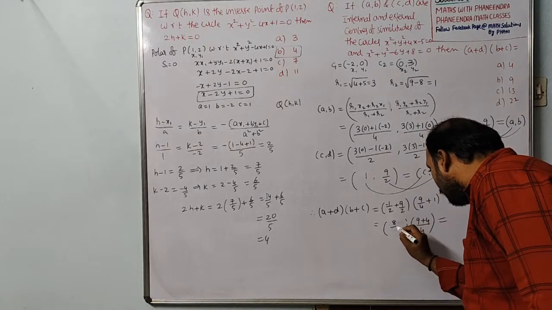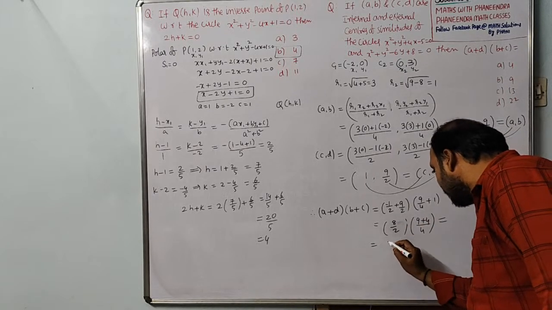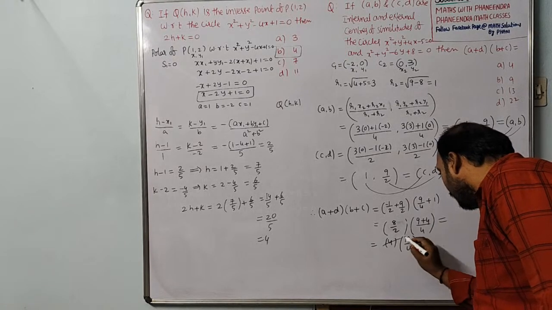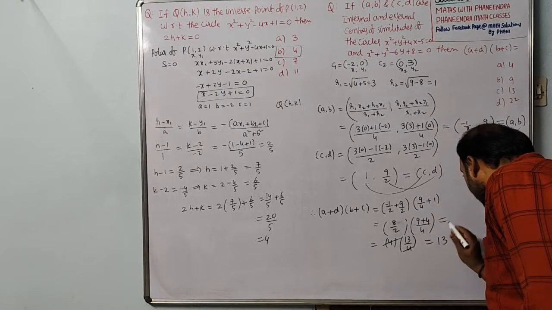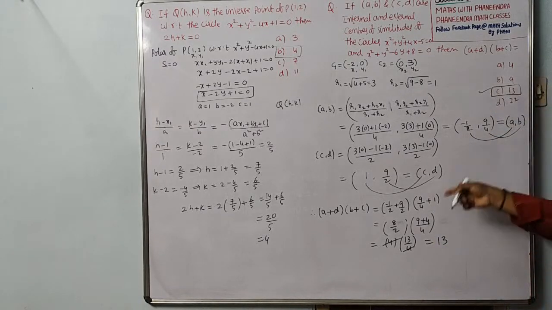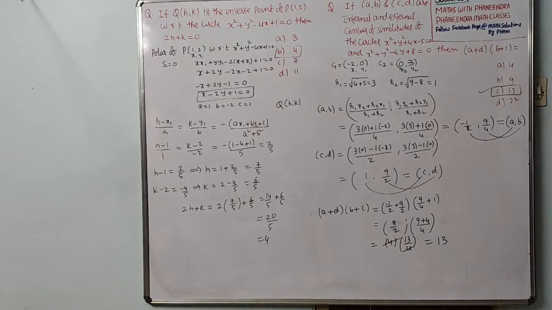So 8 by 2, remaining are always correct. 4 into 13 by 4. Here 4 gets cancelled. 13 is our required answer. See, one small mistake, it will be effective. I hope everyone understands. We'll move to another question now.